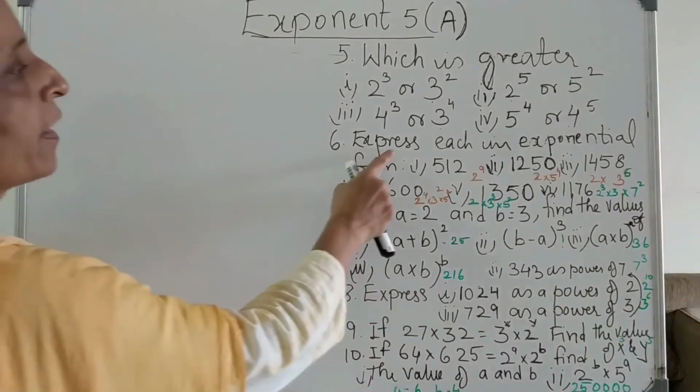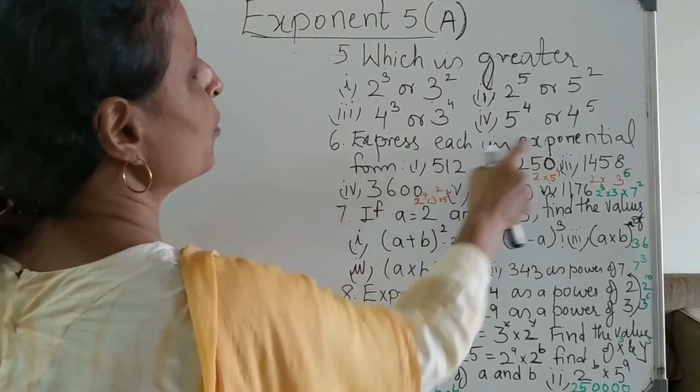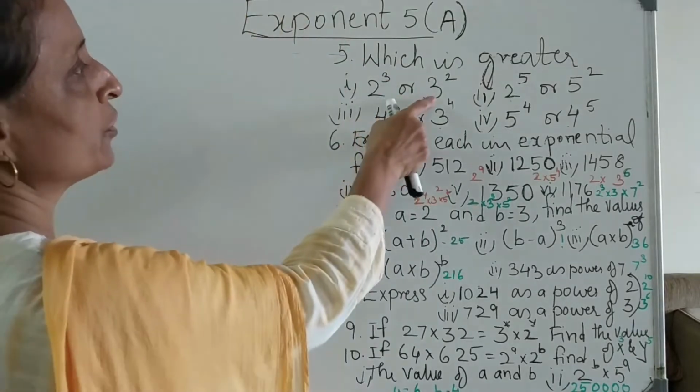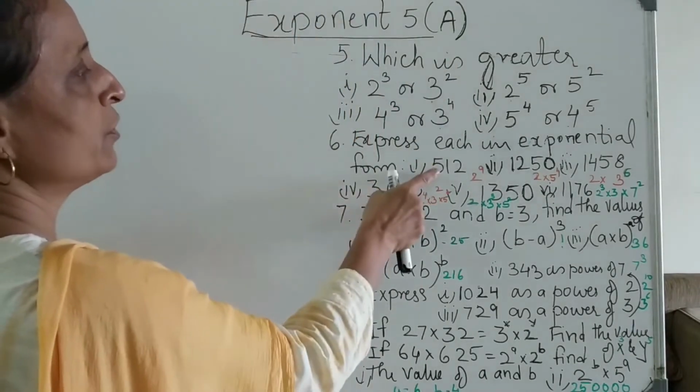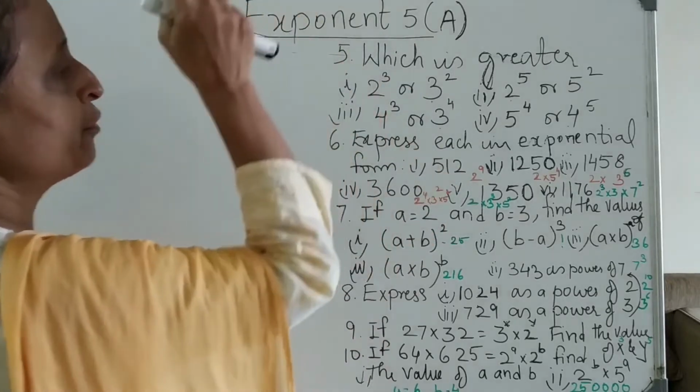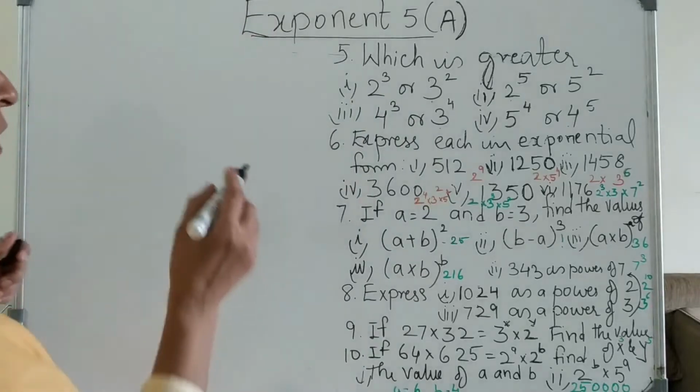Now question 6: express each in exponential form. What is exponential form? 2 raised to 3 is exponential, 3 raised to 2 is exponential. So we have to take the number and put it in this form. Let us see how we can do that.